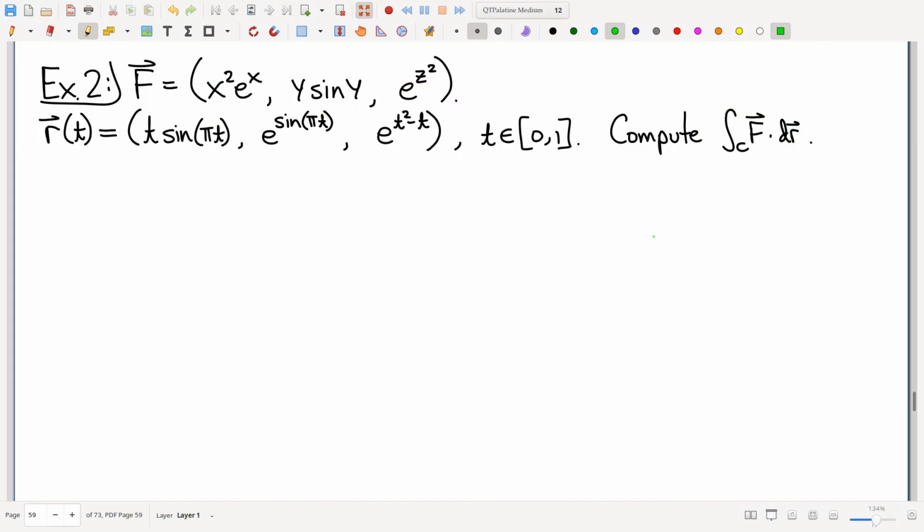Okay, let's look at the curve first. Starting value of t, ending value of t. See what you get. R of 0, R of 1.